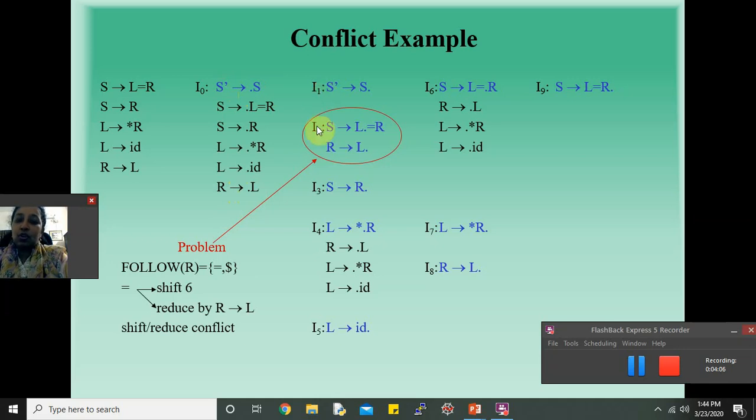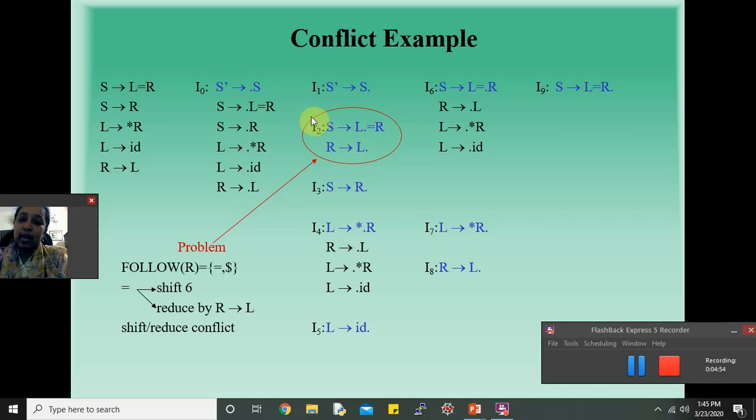Let us take a closer look at the item set I2. Item set I2 has been produced because of the movement of the dot over the non-terminal L. When we check the item set I0, we have two items, S produces dot L equal to R and the last item R produces dot L. Both these items have L after the dot, and therefore goto of I0 on L will lead to S produces L dot equal to R, a movement of the dot one step ahead, and R produces L dot.